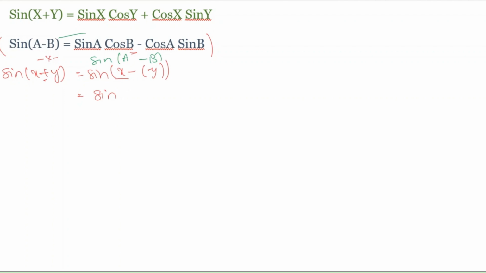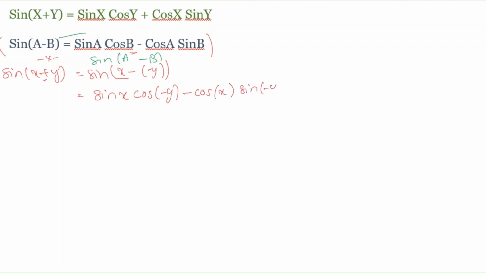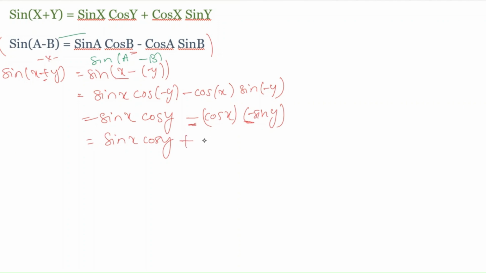Sin A, in place of A we have x, cos B, in place of B we have minus y, minus cos A, in place of A we have x, sin B, in place of B we have minus y. So now from here sin x, cos of minus theta is cos theta, so cos y here, minus cos x, sin of minus theta is minus sin theta, so minus sin y. This first term we write as it is. Here minus into minus is plus, so plus cos x sin y. This gives the formula for sin of x plus y.